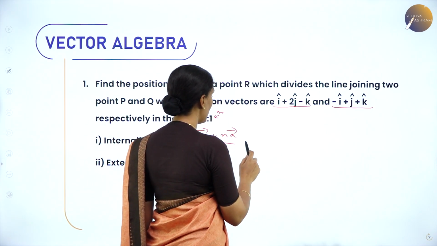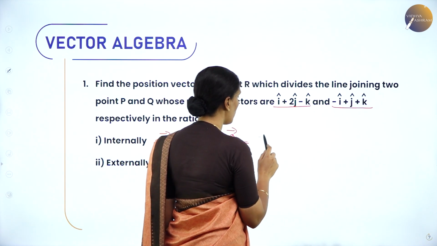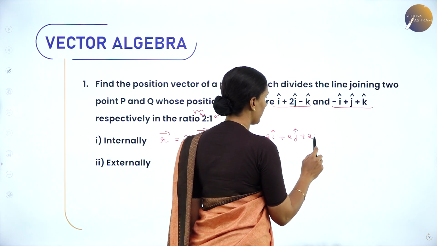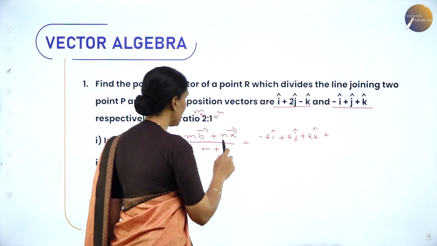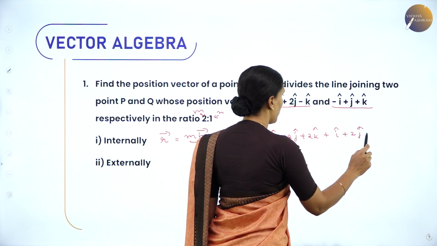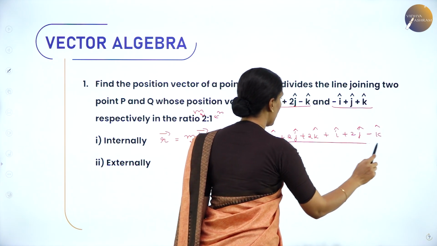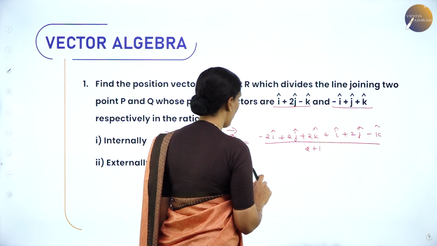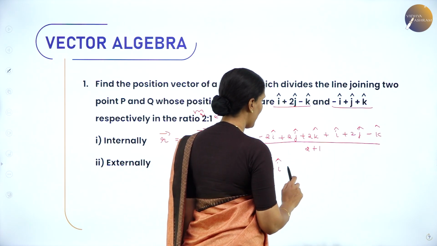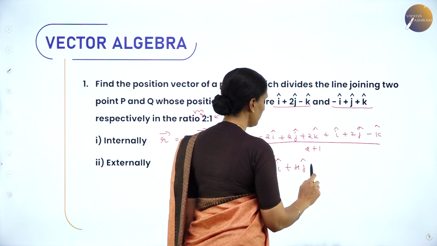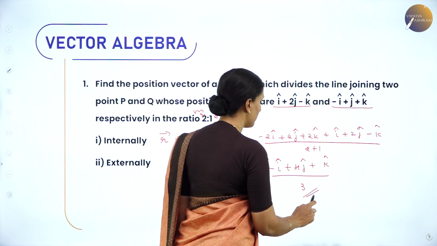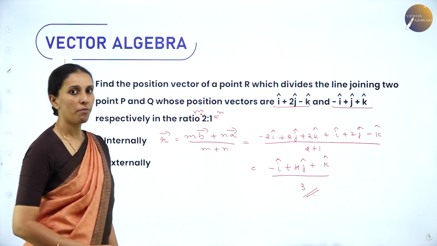So m into vector B means we need to multiply by 2 here: minus 2i plus 2j plus 2k, plus n into vector A, that is 1 into vector A, i plus 2j minus k, whole divided by m plus n, that is 2 plus 1. So the value here is minus 2i plus i, which is minus i, plus 4j, plus 2k minus k, whole divided by 3. So this is the position vector of point R.